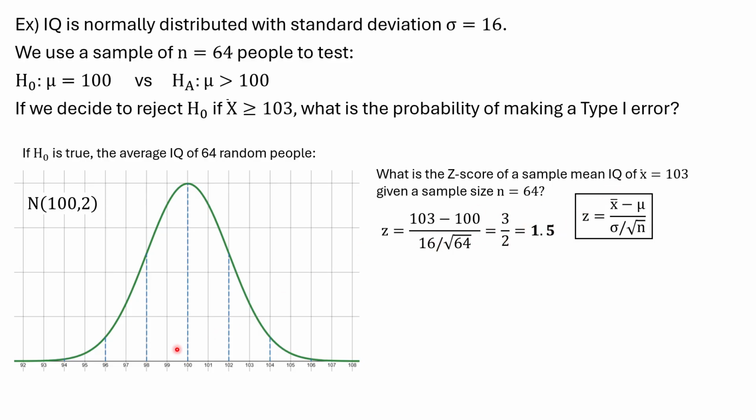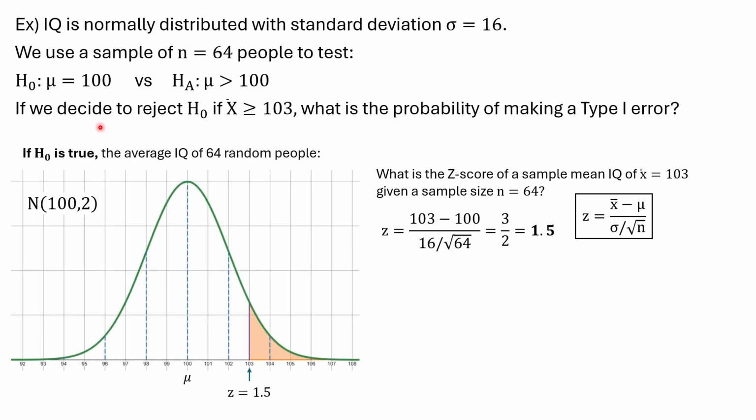So a sample mean of 103 would have a z-score relative to all sample means if we took a sample size of 64 people and the true mean were really 100 as the null hypothesis claims. The z-score would be 1.5. 103 is 1.5 standard deviations above the mean.